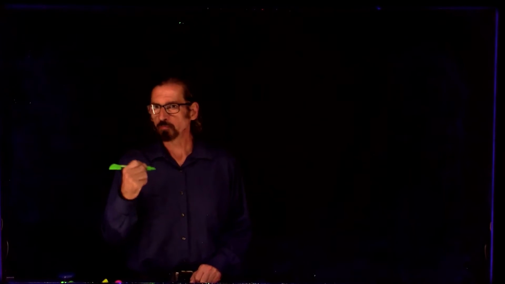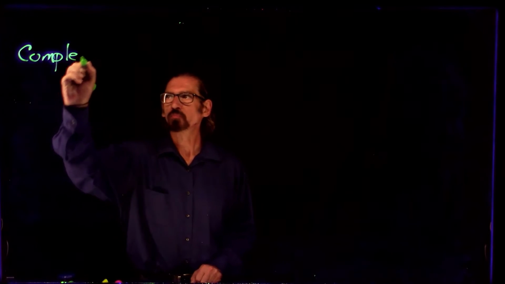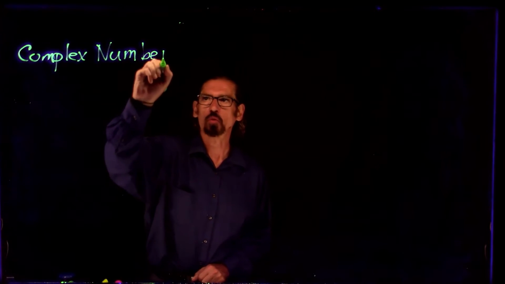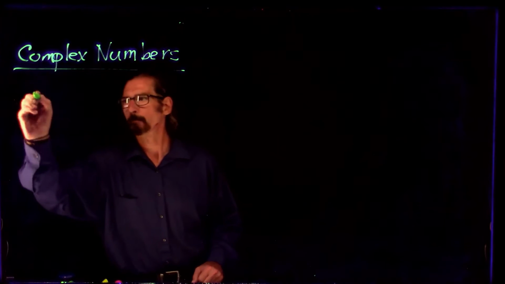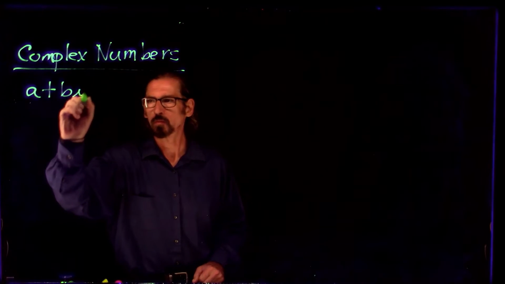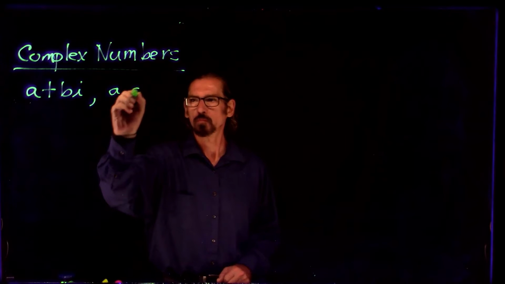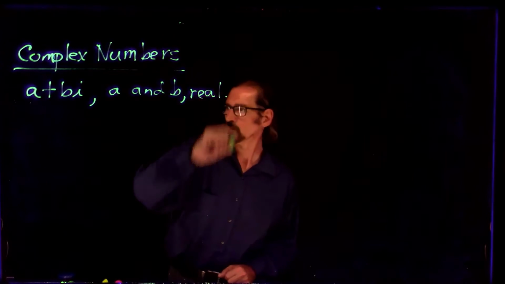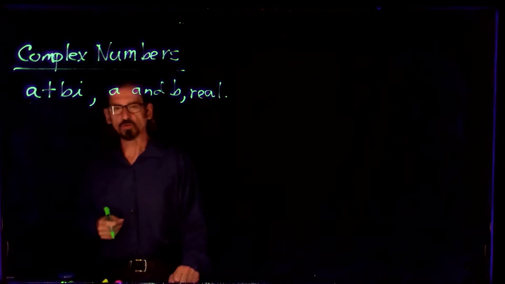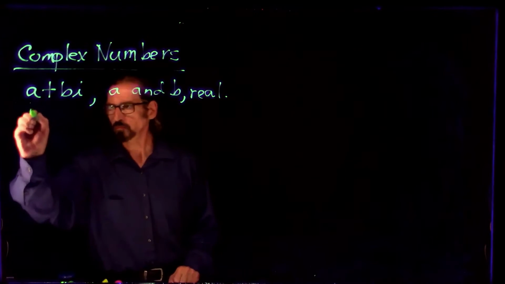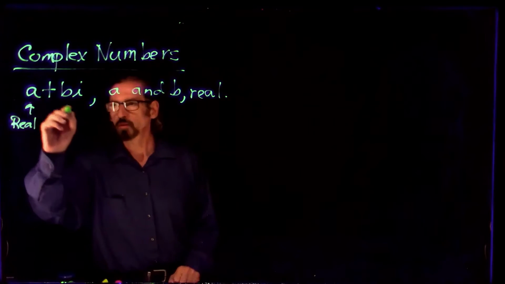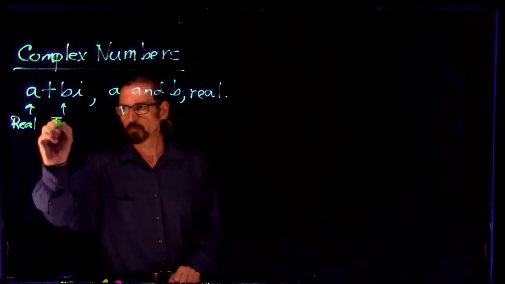We define complex numbers as a plus bi, where a and b are both real numbers. a is called the real part, and b is the imaginary part.